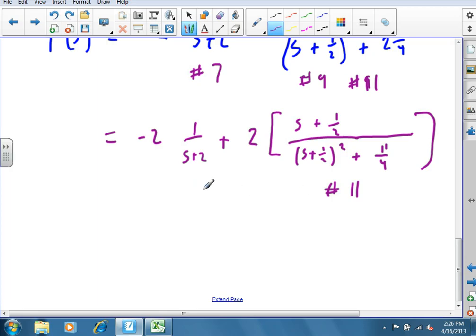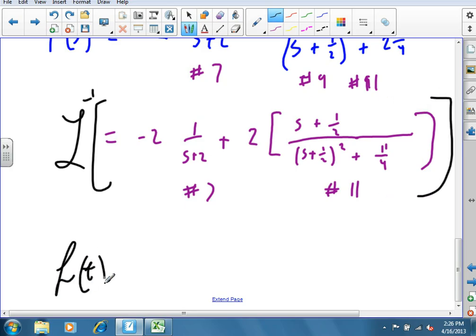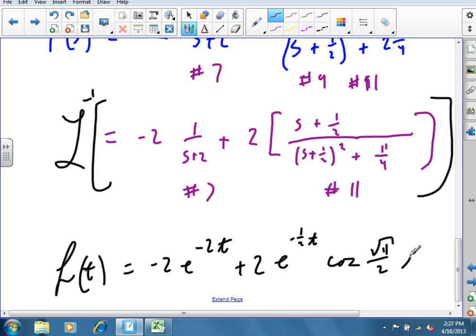Number 11. I'm going to take the inverse Laplace transform of everything, and say f of t is equal to minus t e to the minus 2t plus 2 times, looking at number 11, e to the minus a half t cosine square root of 11 over 2 t. Ta-da!